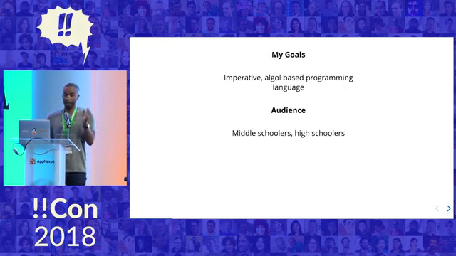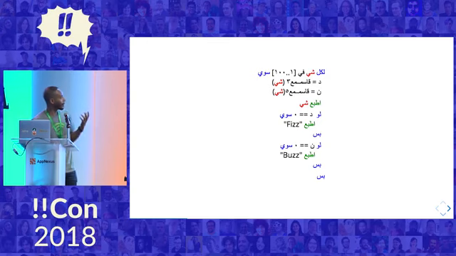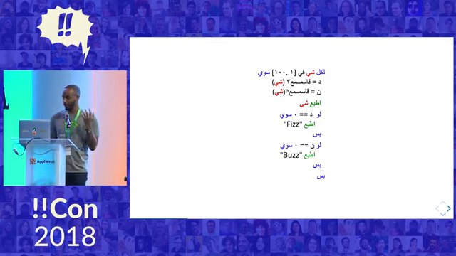So Noor is an imperative algo-based programming language that I created specifically thinking about myself. If I was a little kid, if I was a high schooler or middle schooler, what would be natural for me to learn. And this is a sample program in Noor. I think you can all tell what this program does. But in case you can't, we'll walk through it anyways.